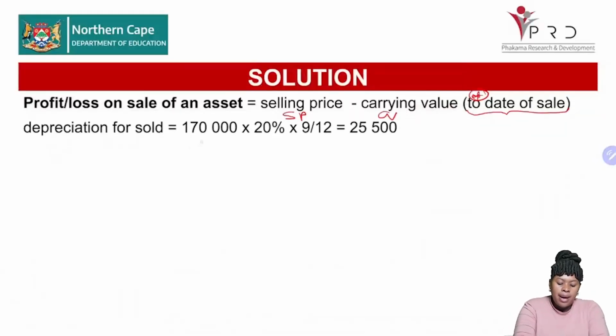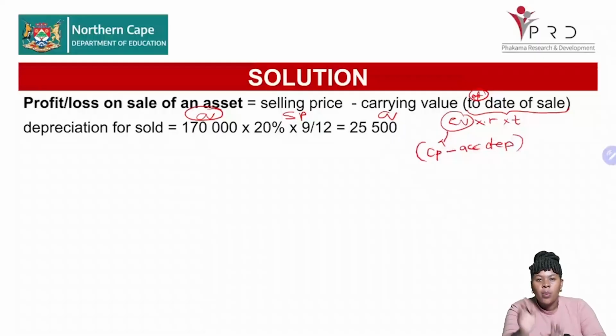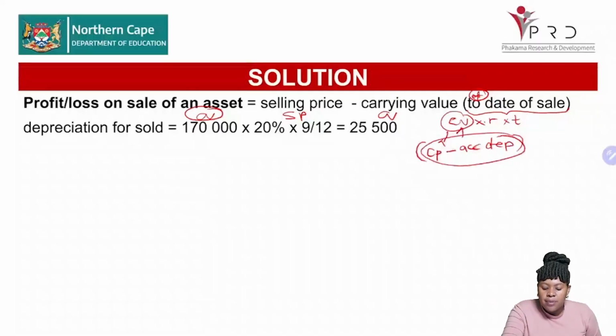Okay, so how do I then approach that question? I will say my 170, this is my carrying value. Why am I using carrying value and not cost price minus accumulated depreciation? Because the diminishing balance method normally states it's the carrying value multiplied by the rate multiplied by the time. The carrying value is cost price less accumulated depreciation. So fortunately for us, we don't have to do this calculation. The carrying value is already given to us. So then I will take my carrying value of 170 multiplied by 20%.